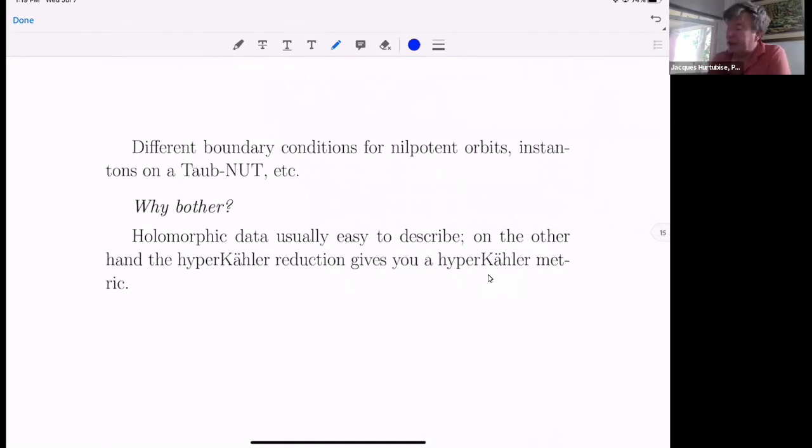And the point is you can have different boundary conditions for nilpotent orbits, instantons on a Taub-NUT space too. So there's a series of papers by Cherkis that deals with these cases, again obtained by a Nahm transform. And why would you bother? Well, the holomorphic data that gives these things is usually very easy to describe. So for example, these solutions to Nahm's equations, you could link them quite easily, the ones for the monopoles, to rational maps. But then if you think of them as solutions to the full equations, which you can, again, using this variational idea of flowing to a solution of the full equations, you're going to get a hyperkähler metric. So you can show that various things have hyperkähler metrics on them, which is kind of nice.